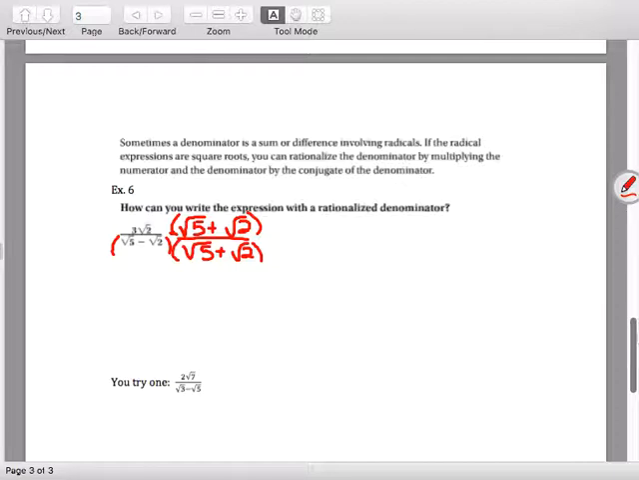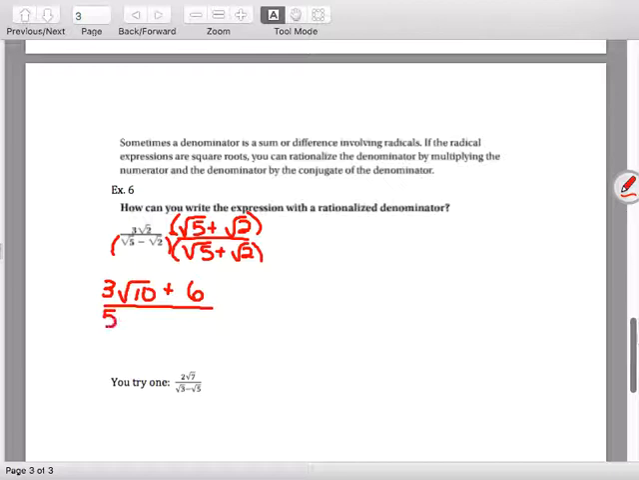So watch this. 3 square root 2 times square root 5 will be 3 square root 10 plus, now what's 3 square root 2 times square root 2? It's 3 times 2, which is 6. Okay, let me say it again. 3 square root 2 times square root 2. Square root 2 times square root 2 is 2, and it's times 3. Yeah, don't lose that 3.